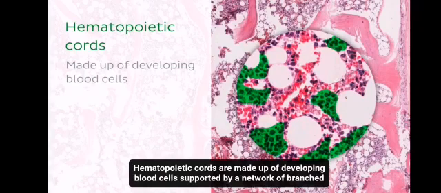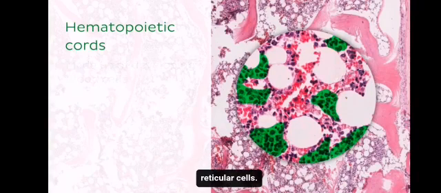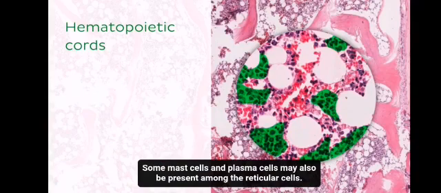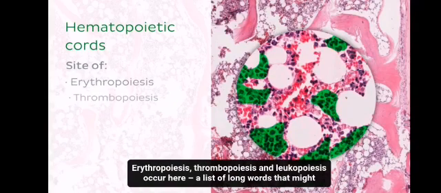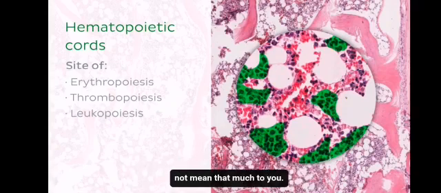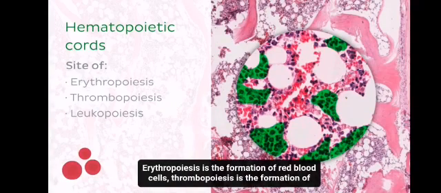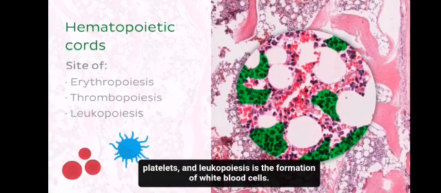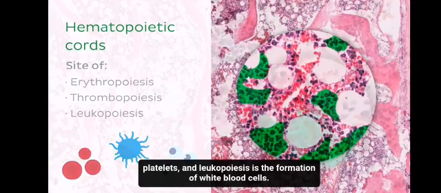Hematopoietic cords are made up of developing blood cells supported by a network of branched reticular cells. Some mast cells and plasma cells may also be present among the reticular cells. Erythropoiesis, thrombopoiesis, and leukopoiesis occur here. A list of long words that might not mean that much to you. Let me explain. Erythropoiesis is the formation of red blood cells, thrombopoiesis is the formation of platelets, and leukopoiesis is the formation of white blood cells.